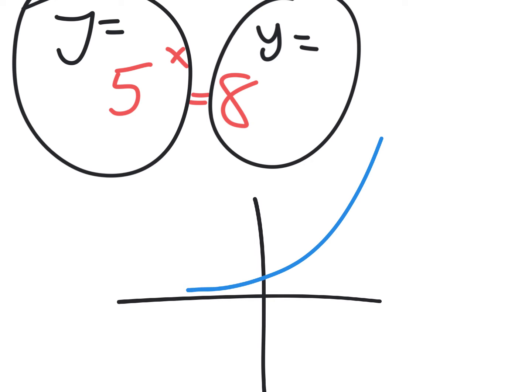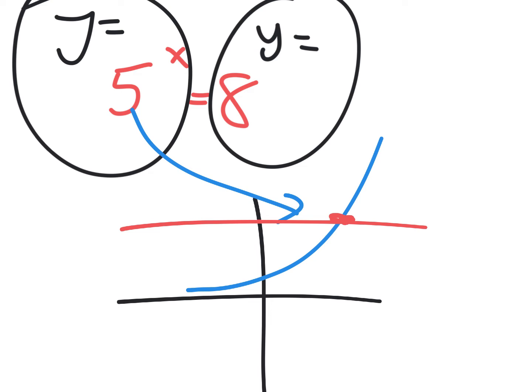Here's what 5 to the x would look like. How steep it is depends on how big the base is, but that's an exponential, right? And then y equals 8, that's a line that runs like this. Do you get that they cross? And when they do cross, do you get that that's the answer? So we could do this by graphing both sides and seeing where they cross.